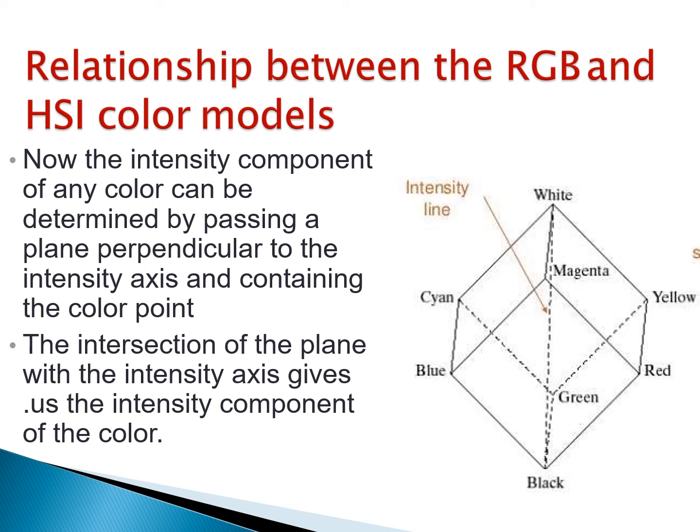Thus, if you wanted to determine the intensity component of any color point in this picture, we should simply pass a plane perpendicular to the intensity axis and containing the color point. The intersection of the plane with the intensity axis will give us a point with an intensity value in between the range from 0 to 1.